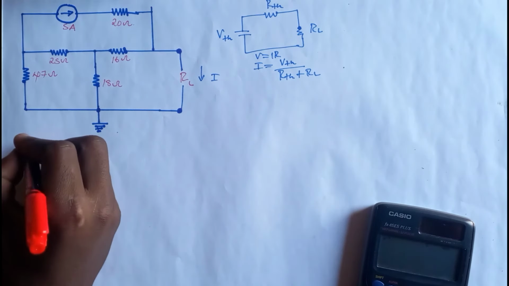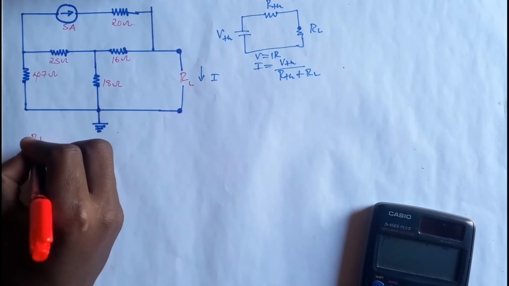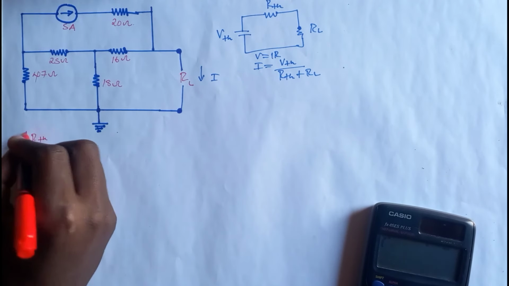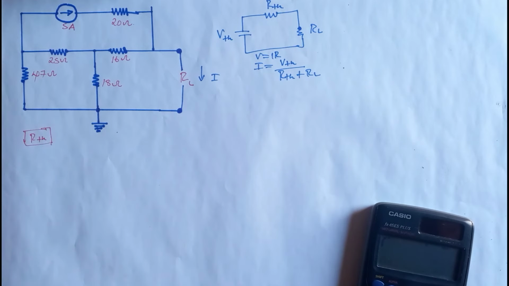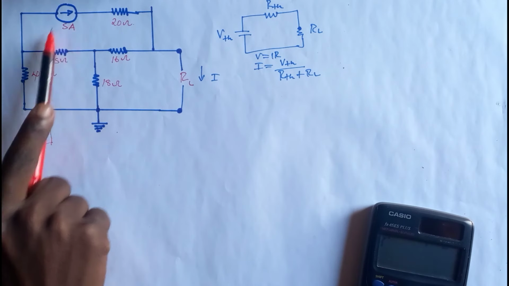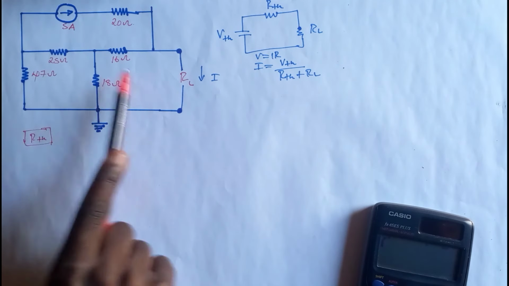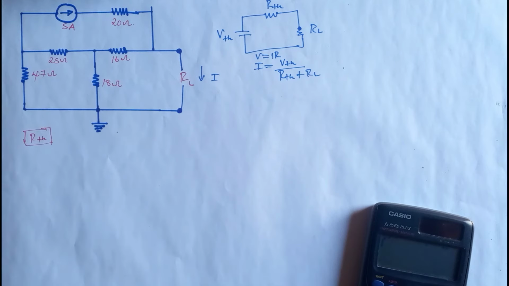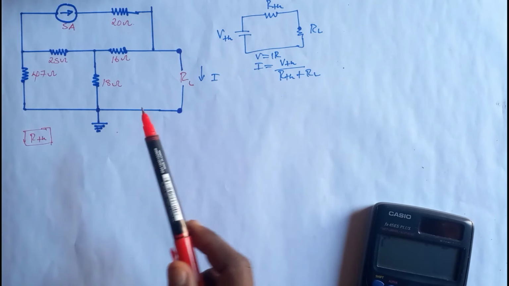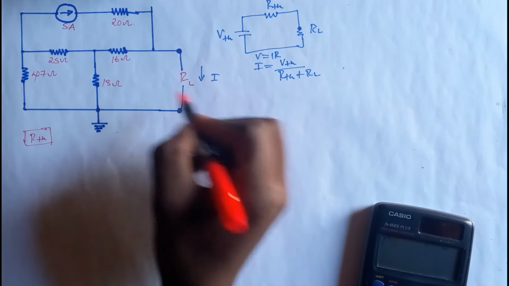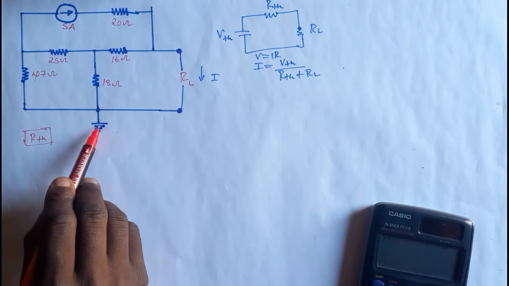First of all, I'm going to find the Thevenin equivalent resistance. To find the resistance, we replace the current source with an open circuit. If we had a voltage source, we would replace it with a short circuit, but we don't have one. And we're going to remove the load resistor. This is our earth.